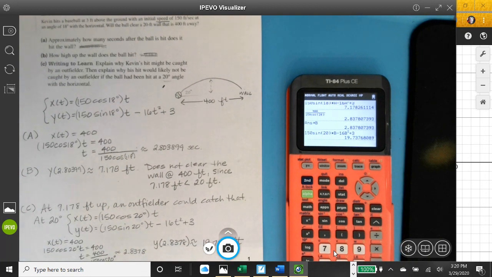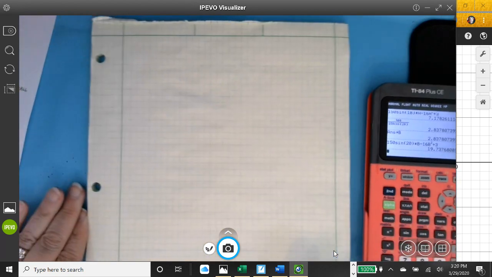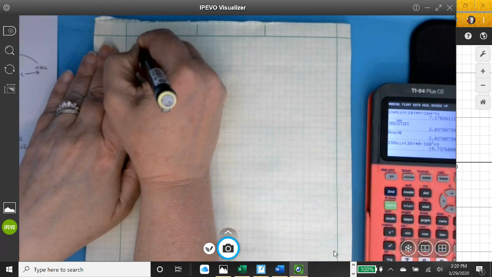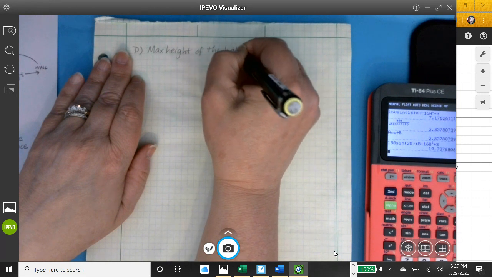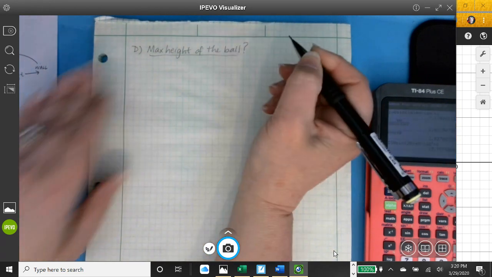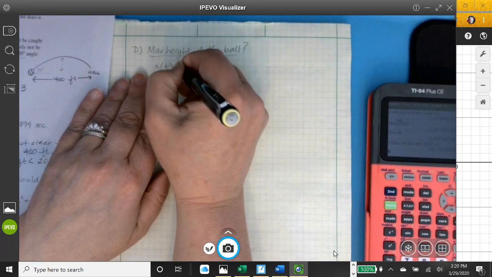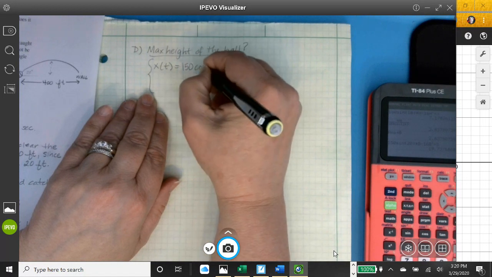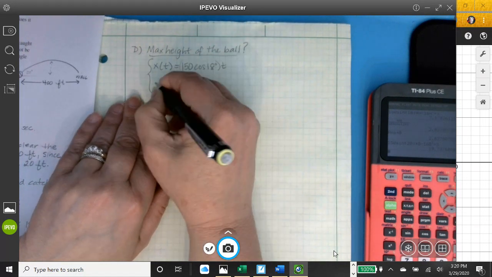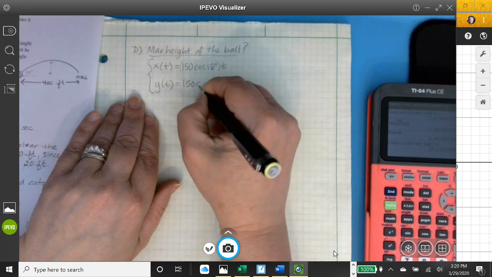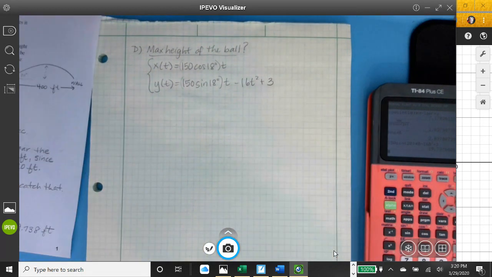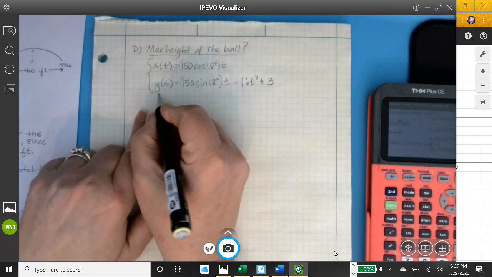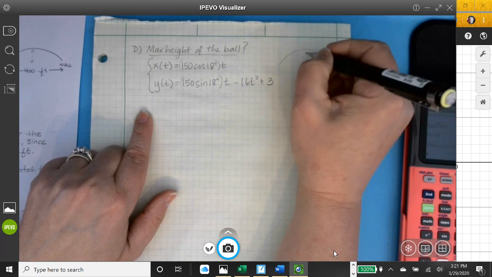So let me get another piece of paper here. I'm making a part D here, the max height of the ball. Let's say I want to know what the max height of the ball is. We're going to assume that we're in our original equation, which was x of t equals 150 times the cosine of 18 degrees times t, and y of t is equal to 150 times the sine of 18 degrees times t minus 16t squared, and we said it was 3 up. So if I wanted to find the maximum height, on the path, the maximum height is the y.